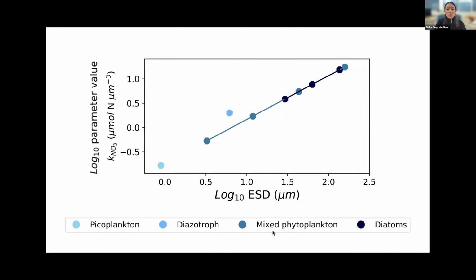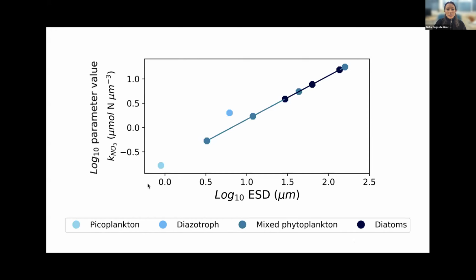There are many allometric relationships that I have used to create this model, but I'm only going to show one as an example. We used empirical observations to be able to scale these phytoplankton with size. And here I'm showing the half saturation constants for nitrate in log base 10 parameter value against the log base 10 equivalent spherical diameter. And here are the different functional types in different blue colors, and the different sizes are there.